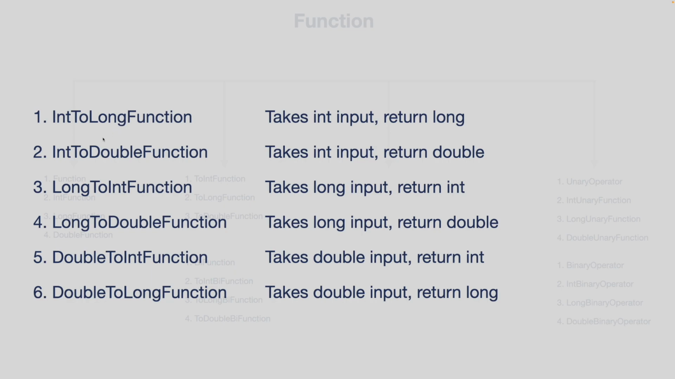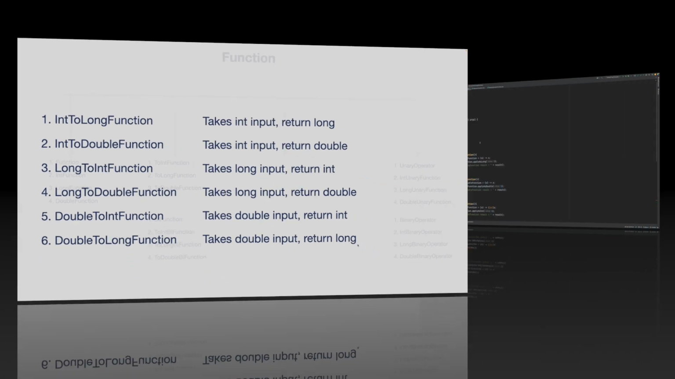So int to long, as the name says, is taking int as an input and returning long. Int to double is taking int as an input and returning double. And for long to int and long to double, these are the same as the int to x function. Long to int means taking long as an input, returning int. Long to double means taking long as an input and returning double. And the double to int function means taking double as an input and returning int. And the double to long function means taking double as an input and returning long.